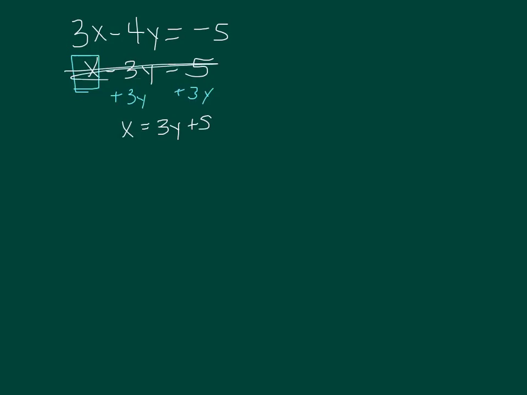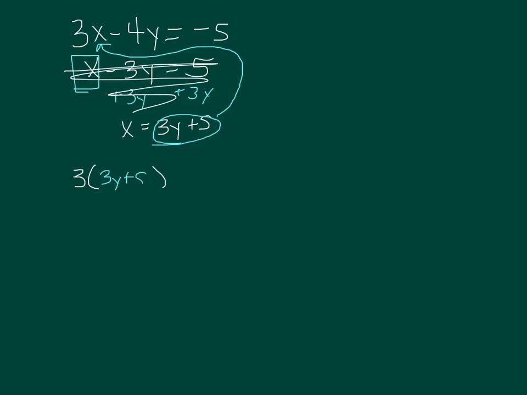So this equation we no longer need because we rewrote it in the x equals 3y plus 5 form. So we're going to take this equation, and we're going to substitute it in for x in the first equation. So we're going to have 3 and then parentheses where the x was, substitute in the 3y plus 5. Then we're going to write everything that was after the x, the minus, the 4y equals negative 5.